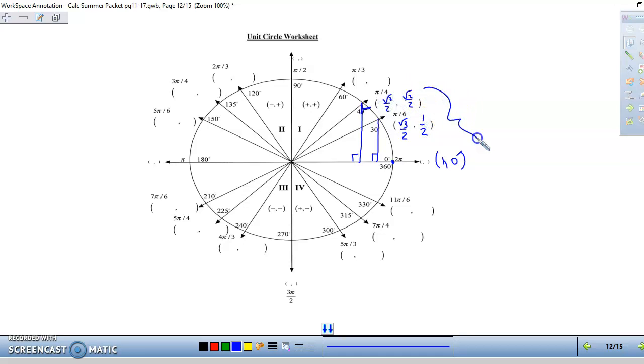So if you know these 3 things, you can fill out the whole entire unit circle. Okay, all of them relate to those 3 points. Okay, that's it for now.